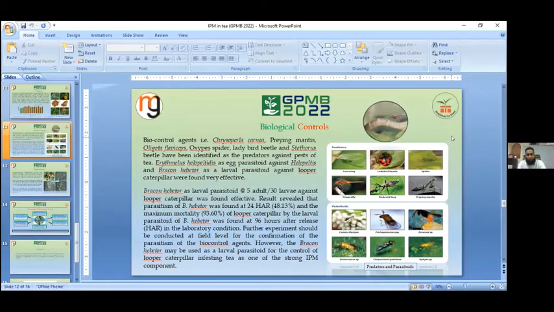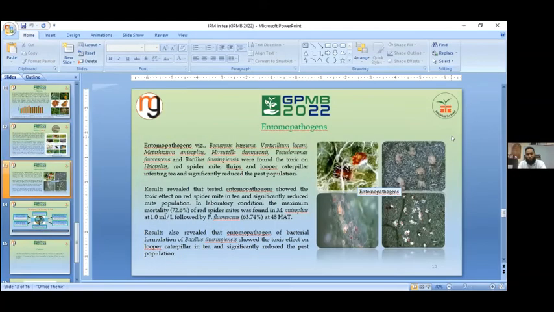And we found that Bracon hebetor as a larval parasitoid at the rate of 5 adults against 30 larvae of looper caterpillar was very effective. So these biocontrol agents should be used in tea plantations for the safe production of tea and effective control of pests. And finally, another component of IPM is entomopathogens.